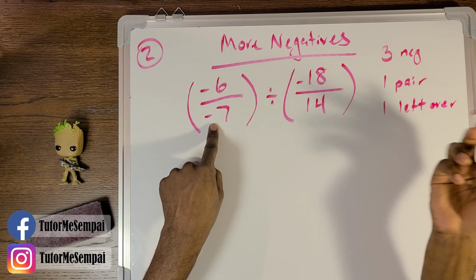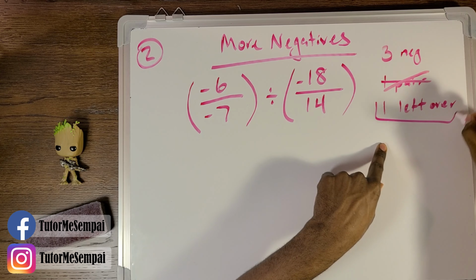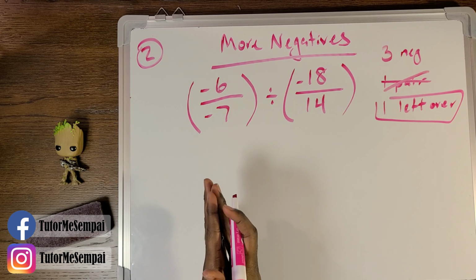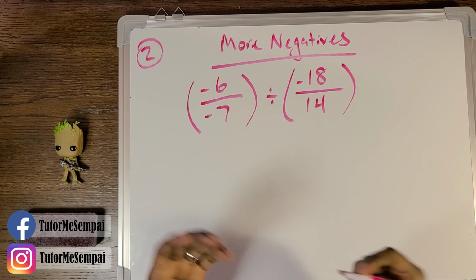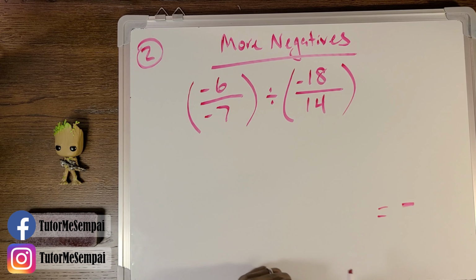And remember, every pair of negatives, whenever you're multiplying and dividing, makes you a positive. So we don't have to worry about that. But we do have one negative that's left over. So that tells us that our answer is going to be negative. So without having to do a bunch of work, you can figure out what your end sign is going to be just by simply counting how many negatives you have here. So we know our answer is going to end up with a negative sign. So I'm just going to write that down here.